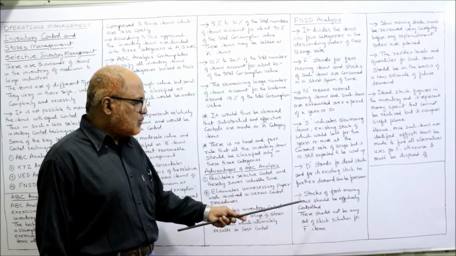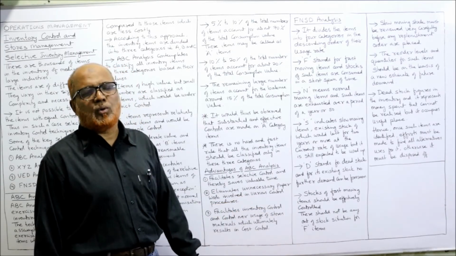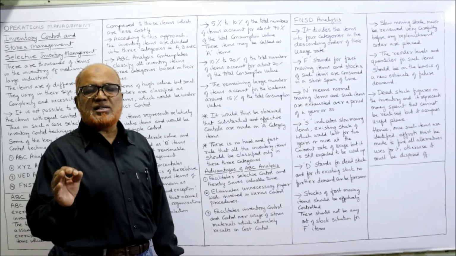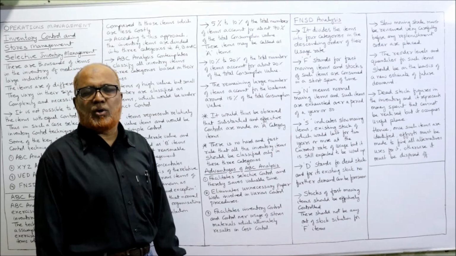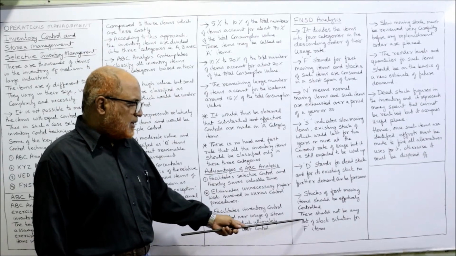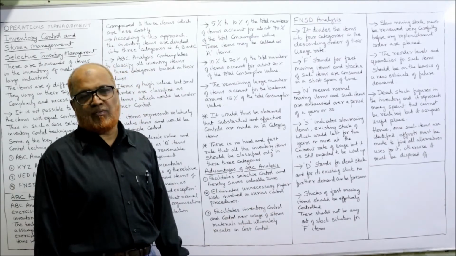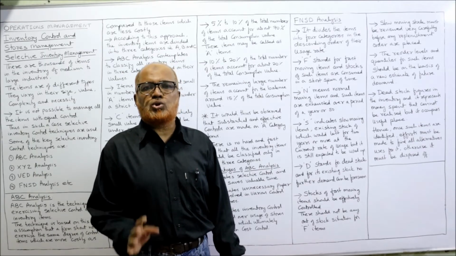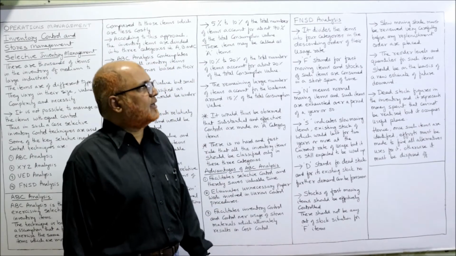Now, stock of fast moving items should be effectively controlled. Out of these four, FNSD, the fast moving items should be controlled very effectively. There should not be any out of stock situation for F category items. Always the stock should be held for F category items.